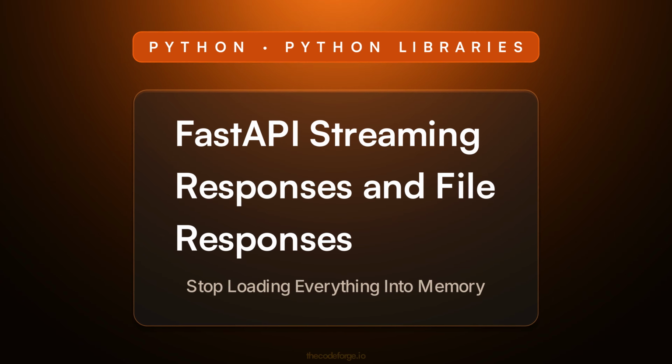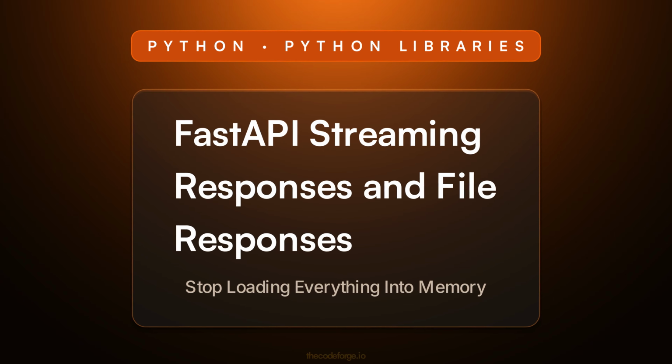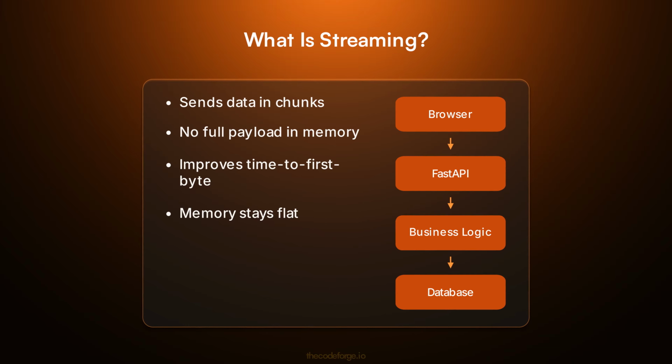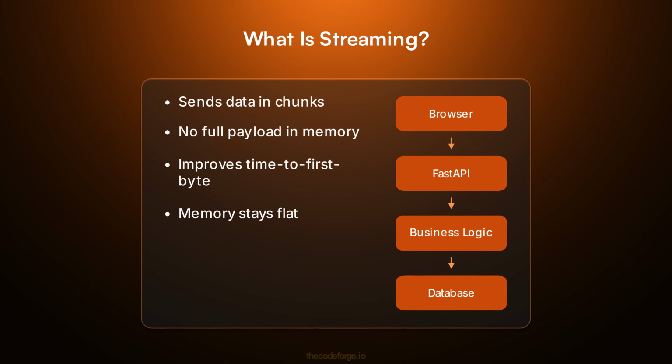Let's break down FastAPI streaming responses and file responses, how it works, and the exact mistake behind that failure. StreamingResponse sends data as it becomes available, without loading the entire payload into memory. FileResponse uses the OS sendfile syscall for zero-copy file serving. Both prevent memory exhaustion under load.